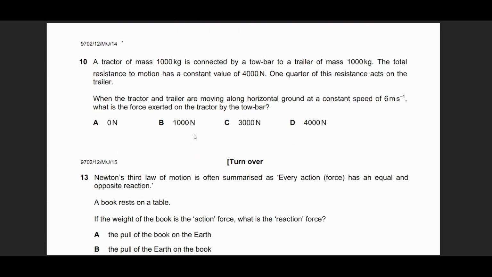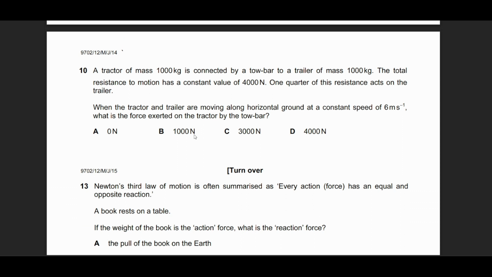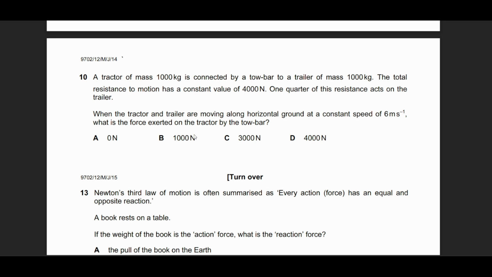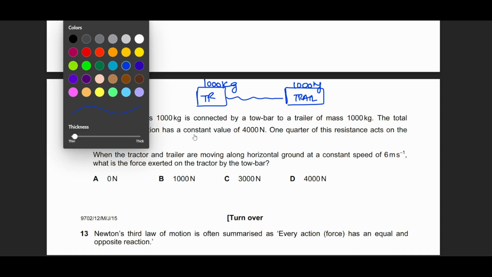Okay, let's move on towards the application of these laws. In the first question, it says a tractor has a mass of this. So we have a tractor which is connected by a tow bar to a trailer at the back, right? This is the trailer, which also has a mass of 1000 kg. So this is 1000 kg, and this is also 1000 kg. So the total mass of the system comes down to 2000 kg.